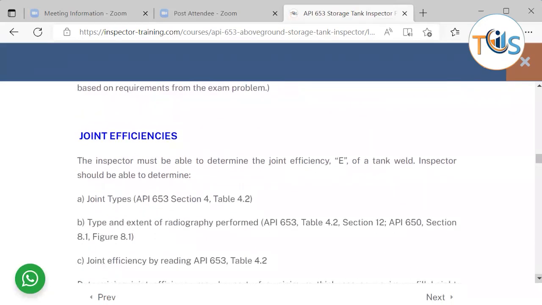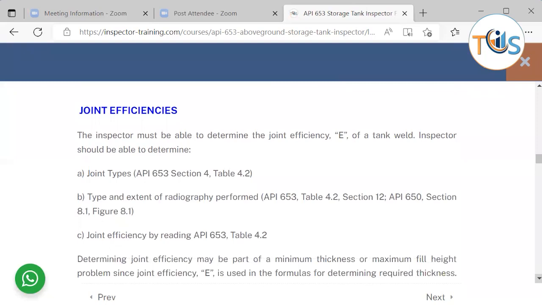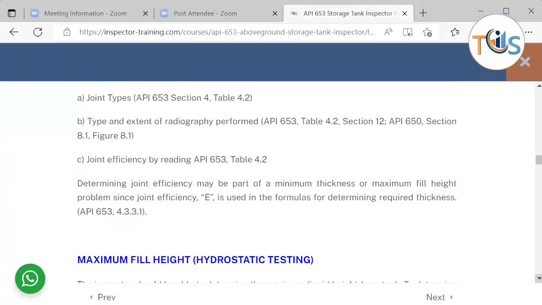You should know about joint efficiencies, which is mentioned, again, in section 4, table 4.2, and the type and extent of radiography. Definitely there are questions coming, so anything mentioned in the API body of knowledge, you should read it twice and you should be careful. We have highlighted all of this.